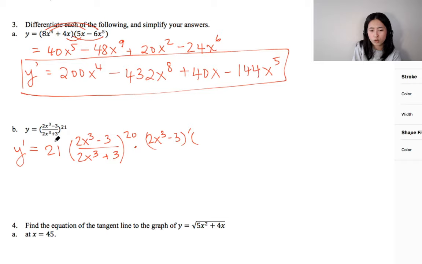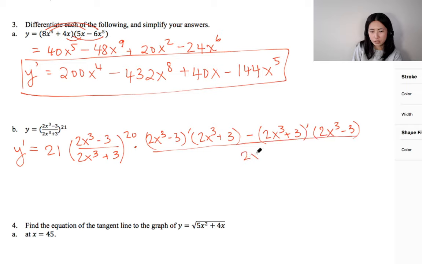And then you're subtracting, right, the derivative of your denominator, which is 2x cubed plus 3. You're multiplying this subsequently to 2x cubed minus 3, which is your numerator. And then you're taking your denominator and you're squaring that. So 2x cubed plus 3 squared. That's it. Okay, and we're done.